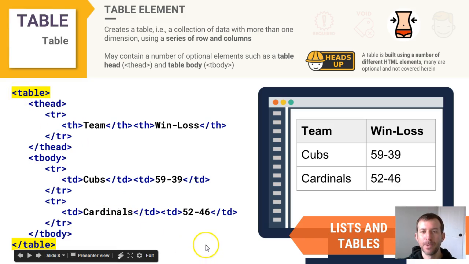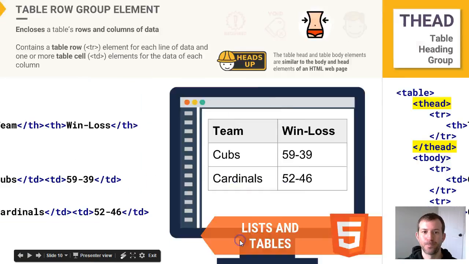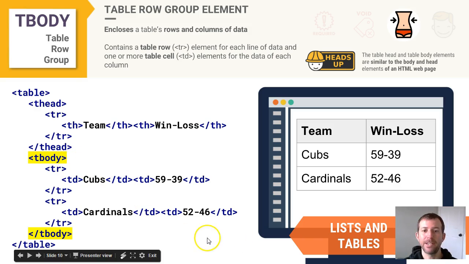So when creating a table, you want to construct a series of rows and columns. But before you can create the rows and columns, you need to start with the table element. What comes next? The T-head. Now the T head is actually optional, but I recommend that you use it. T head stands for table heading group, which means any of your table heading information needs to be placed within that element. In this particular case, I have a T head that has a row where I have my column headings, team and win-loss. Then the T body is meant to contain the data.